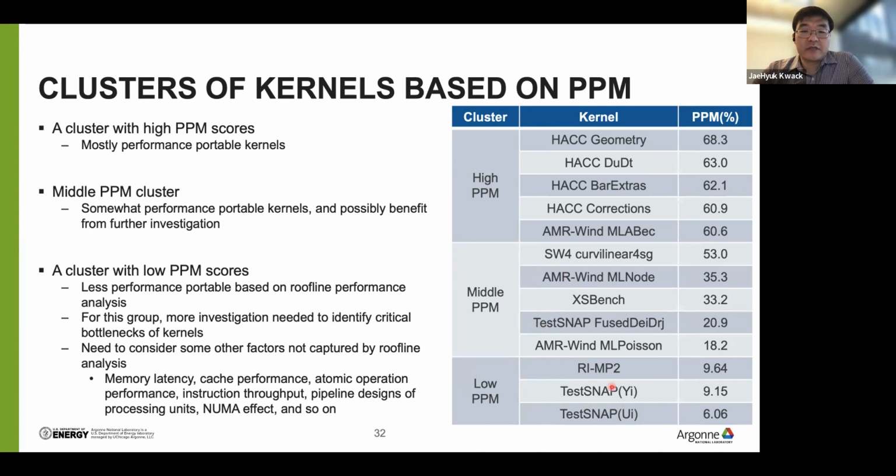And the last group is the low PPM cluster, which has a very low Roofline efficiency across the 3 different GPUs. So we can say they are less performance portable based on Roofline efficiency, which means their performance bottlenecks are not memory bandwidth or compute based, but something else, right? So for this group of kernels, we need to do more investigation to identify the critical bottleneck. For example, it could be memory latency, cache performance, atomic operations, or instruction throughput, whatever, right? So this group of kernels requires some additional in-depth performance analysis to identify the performance bottleneck.